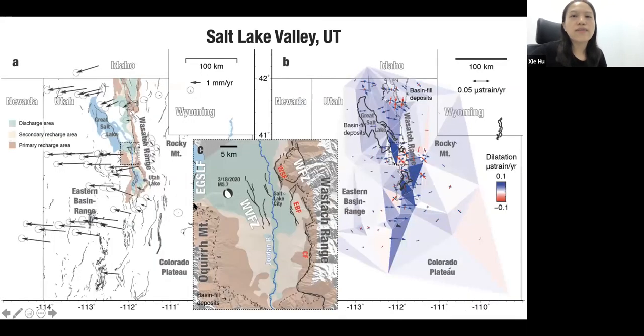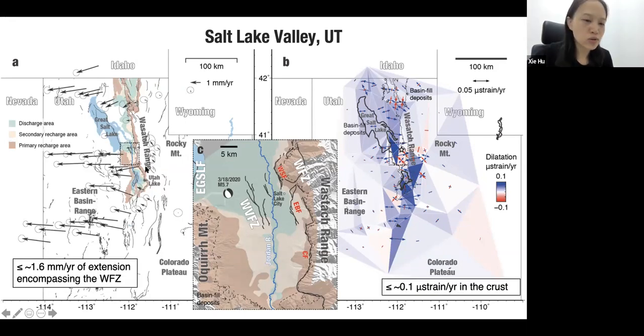And also the Salt Lake Valley is located in the eastern margin of the Basin and Range province. GPS observation shows up to 1.6 millimeters per year of extension encompassing the Wasatch Fault Zone. Also remarkably, this Salt Lake Valley is in between two remnants of prehistoric Lake Bonneville, the Great Salt Lake and the Utah Lake.